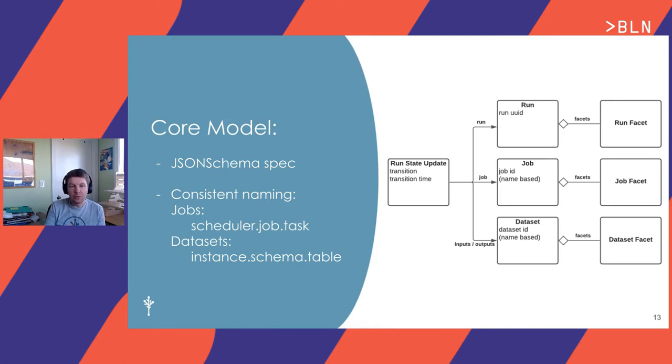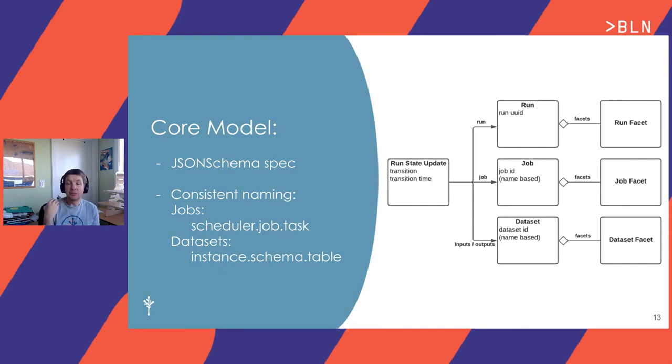So if we look at the core model of OpenLineage, OpenLineage is defined as a JSON schema spec. It has a core model of understanding jobs, runs and datasets. And from that, we can attach various pieces of metadata around it. So the core model is very simple. You have a notion of job, and a job is a recurring transformation that can happen. It could be a SQL query. It could be a Spark job. It could be a Flink job. It could be a Python script that reads data and produces data and is recurring, is running multiple times.